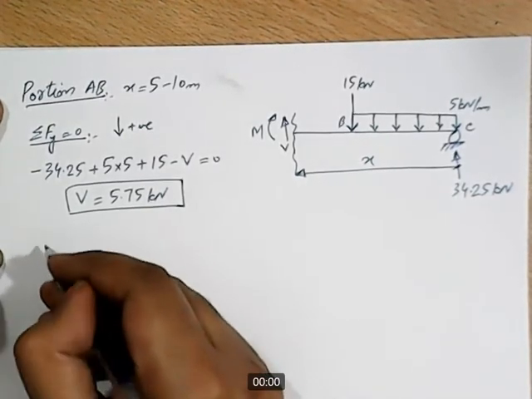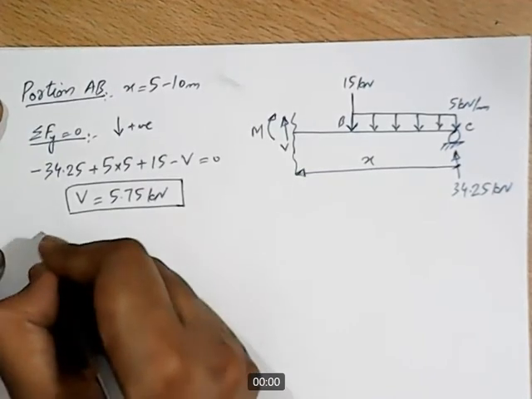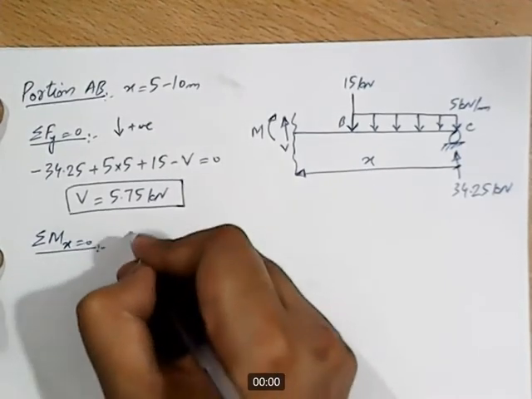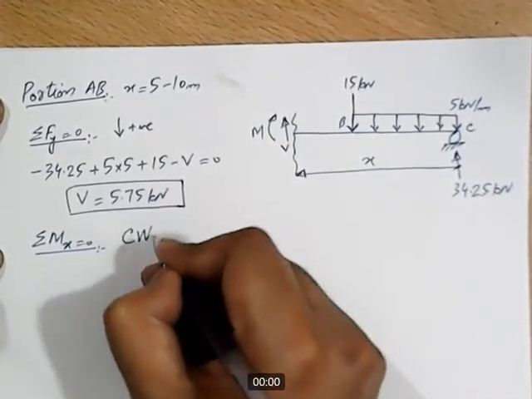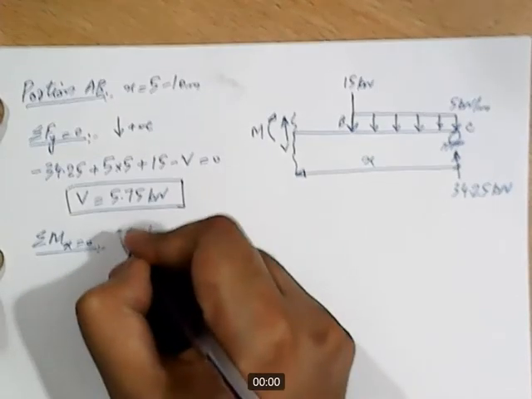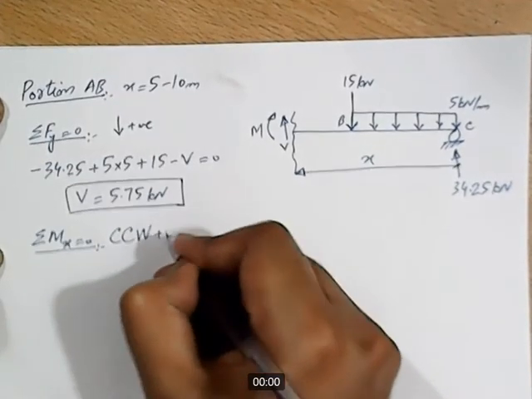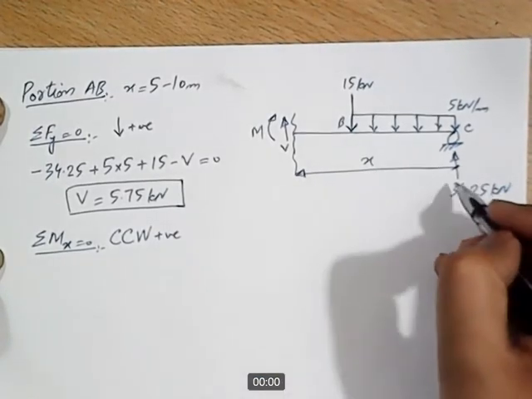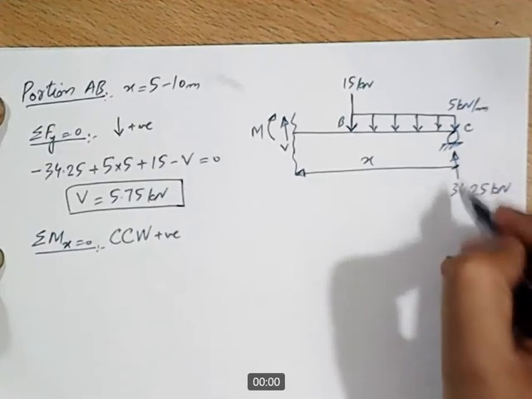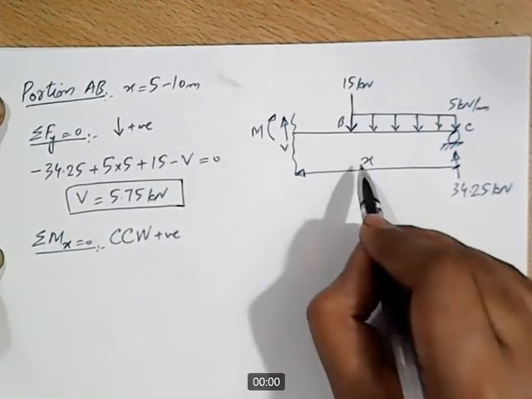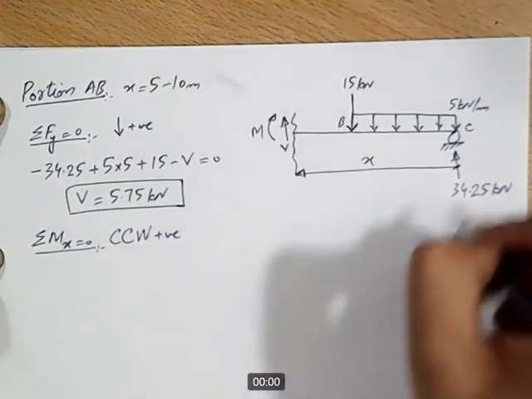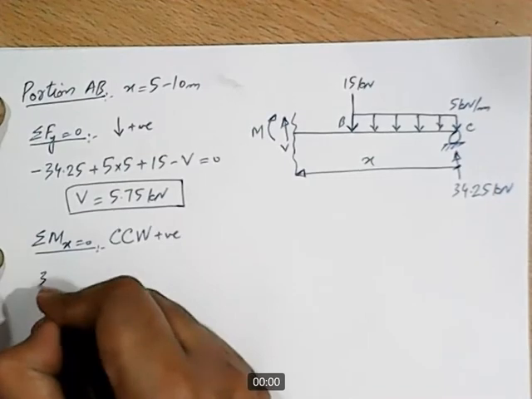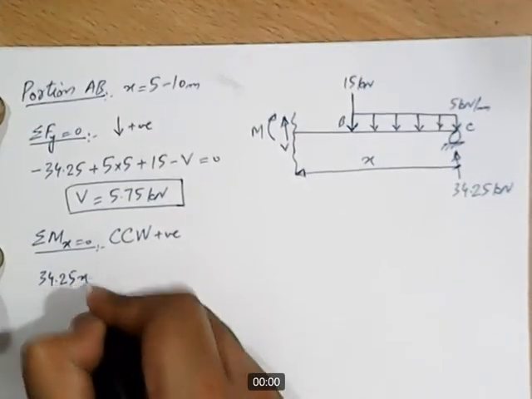Now let's apply the equation of moment. Sigma Mx equal to 0, and our convention will be we'll take counterclockwise movement as positive. So starting from this end C, how much is the lever arm of this 34.25 kilonewton with respect to the section? It is x, and it is generating movement in counterclockwise direction. So it will be taken as positive 34.25x.